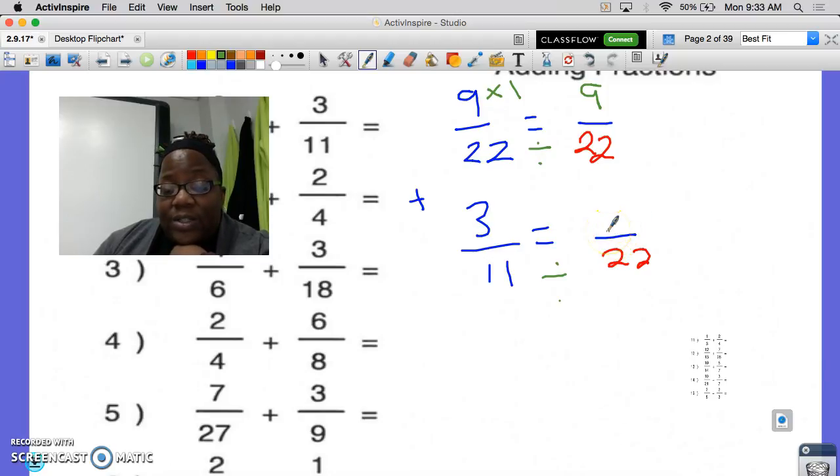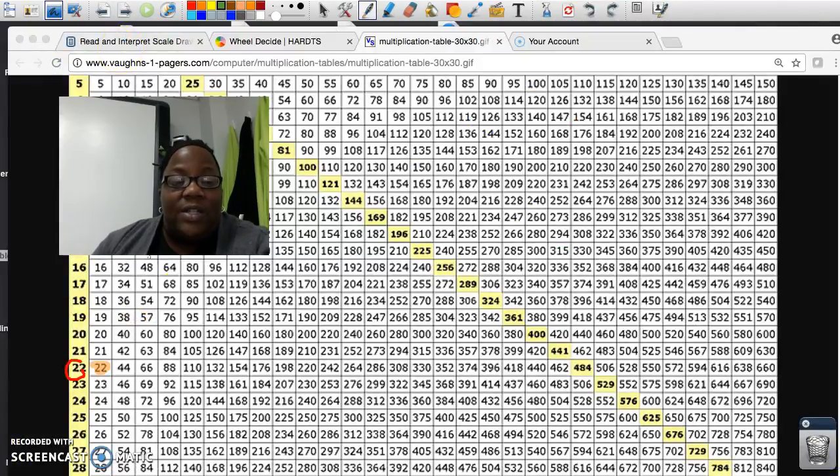11 will go into 22 how many times? Okay? So if you're saying 11 times, 10 times, I don't know how many times you're saying right now. And if you're not sure, remember, you can always use your multiplication chart to help you out for answers that you might not know. 11 will go into 22 how many times? 10. Okay? So, the answer's not 10.